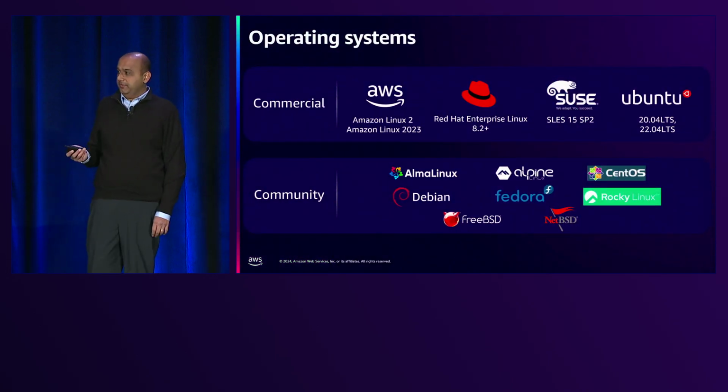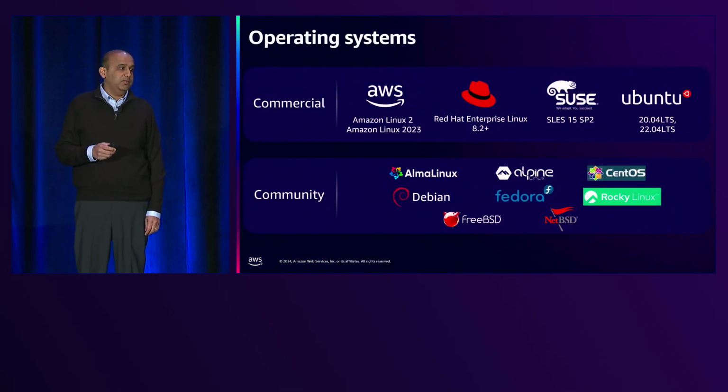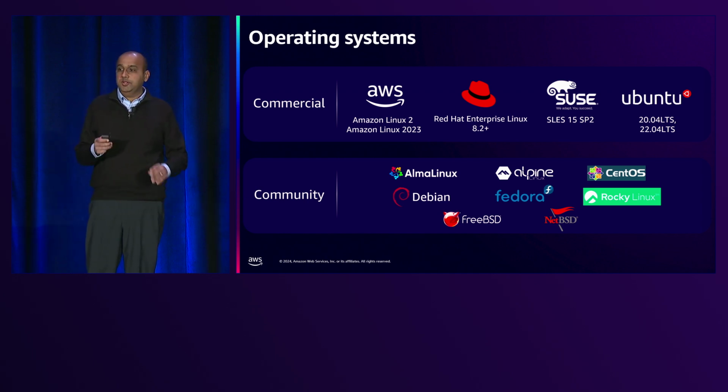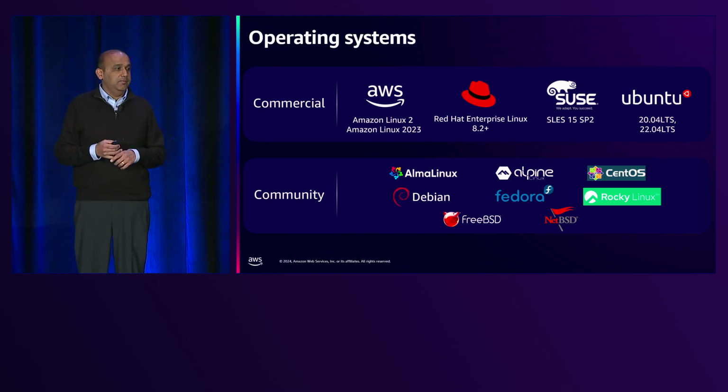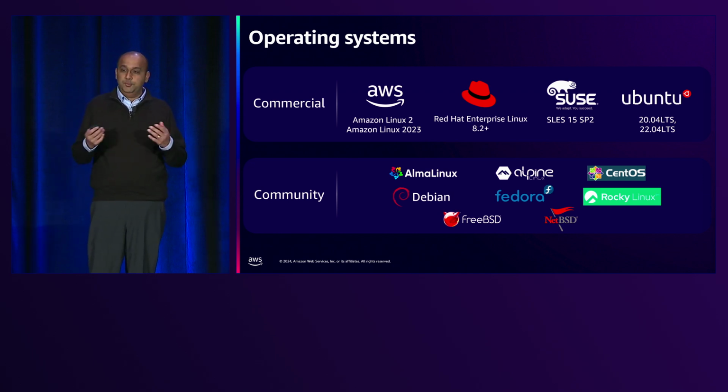In terms of operating systems, there is broad support across the Linux community for ARM64 and Graviton. So this includes pretty much all the popular commercial Linux offerings from Amazon Linux, Red Hat Enterprise Linux, or Ubuntu, or SUSE Linux Enterprise Server. And there's also broad support in the community distros for Linux as well on ARM64.